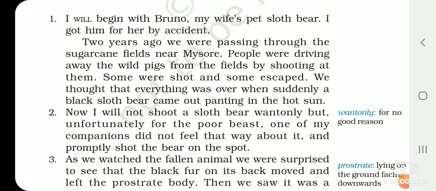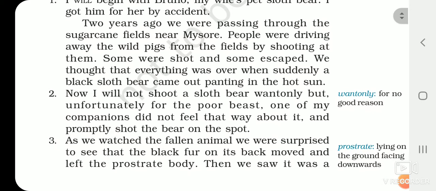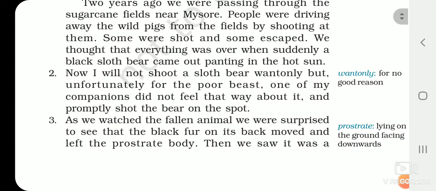Now I will not shoot a sloth bear wantonly, but unfortunately the poor beast, one of my companions, did not feel that way about it and promptly shot the bear on the spot. So wantonly means for no good reason. So all of a sudden, looking at the bear, one of the companions or friends of the author shot the bear.